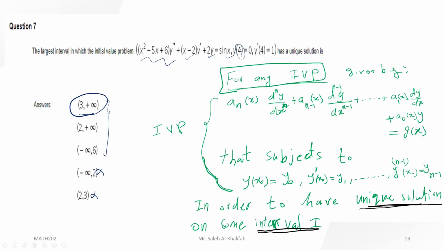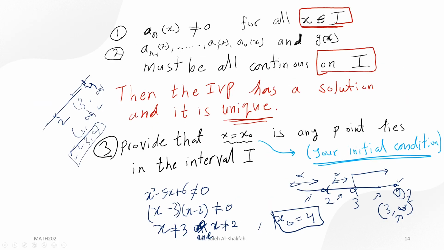Remember this question: they always ask about the largest interval. فأنت تختار أكبر فترة بحيث إن a1 لا تساوي صفر، والانيشال كونديشن inside this interval، and all other these functions, these coefficients and this function must be continuous. لكن هنا ما عندي مشكلة، sin و 2 و x minus 2 continuous everywhere. تمام؟ معناته الجواب راح يكون A.